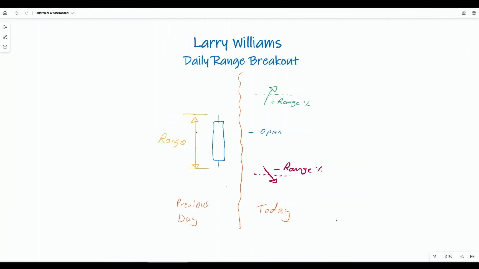So the concept is extremely simple. Now, you can look at fundamentals, you can look at price expansion, but we can use a single bar range to define the entries for today's trading. So this is the concept for Larry Williams' daily range breakout. It's based on volatility. We will look at yesterday's bar, and that range, we can use a percentage of it to define the levels to enter today.